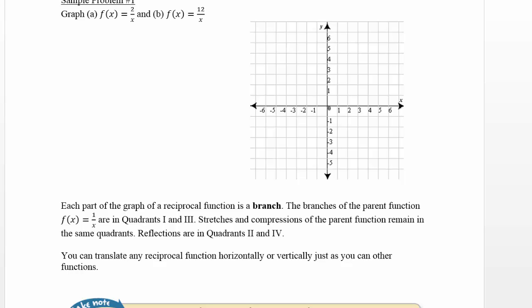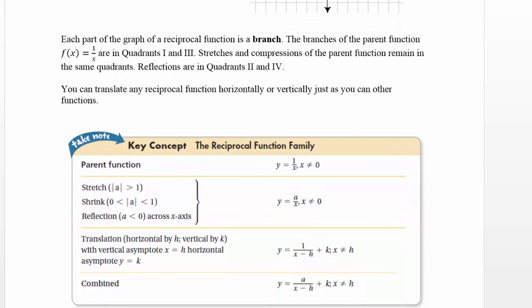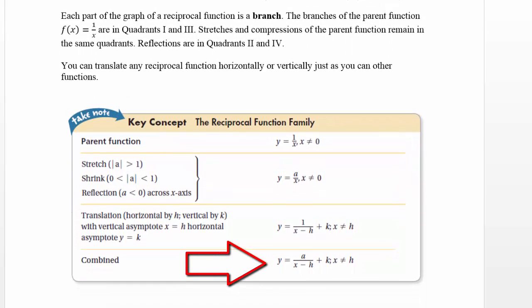They actually go together. Now, you can stretch and compress or translate these branches similar to the way we could do other functions. So if you look here, we have the a, the h, and the k involved in the reciprocal function and how it affects each of those different branches of the reciprocal function. So if you come back in the next video, we'll take a look at the two sample problems on the last page of the notes.